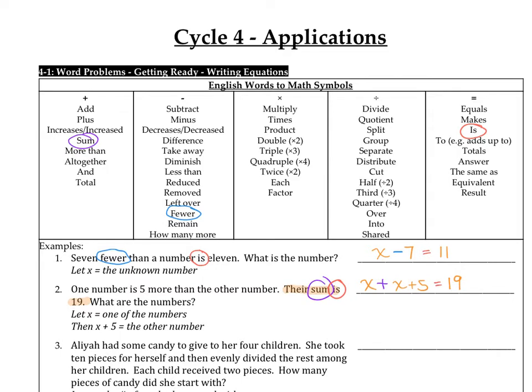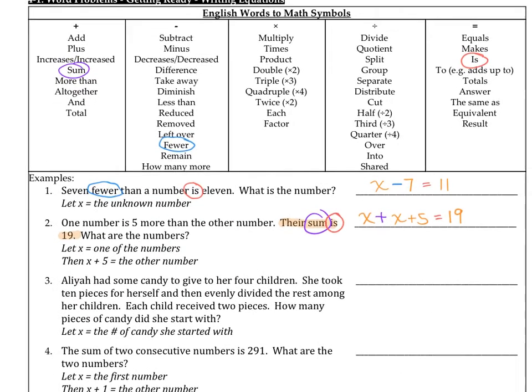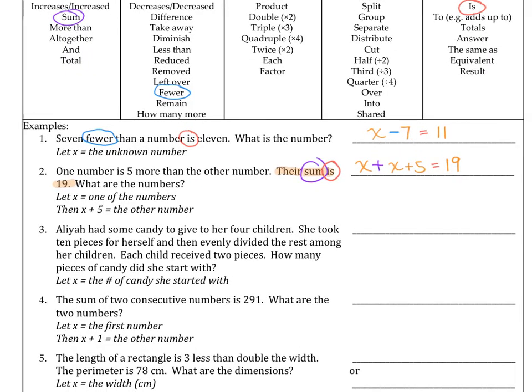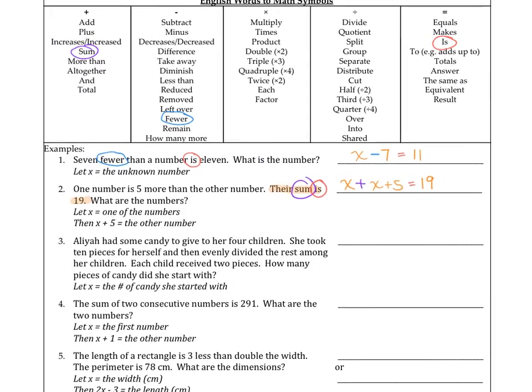So this is all we're doing today, is just making an equation out of a sentence. We're not going to be collecting like terms. We're not going to be solving the equation today. We'll do that starting the next time, but we're just going to be making the equations for now.